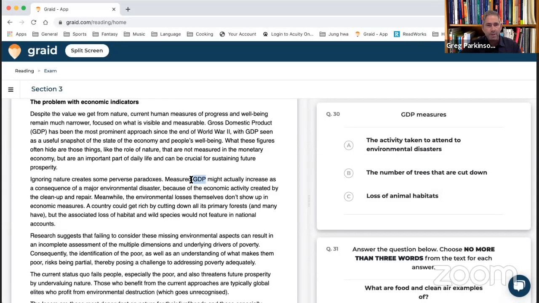Okay, so then I look further down and I find a different part of speech, where measured has been used as an adjective: measured GDP might actually increase as a consequence of a major environmental disaster because of the economic activity created by the cleanup and repair. So this means that if there is an environmental disaster, countries spend a lot of money to fix the problem, basically. Imagine there's an oil spill that costs a lot of money to clean up. So that has the same meaning as the activity taken to attend to environmental disasters.